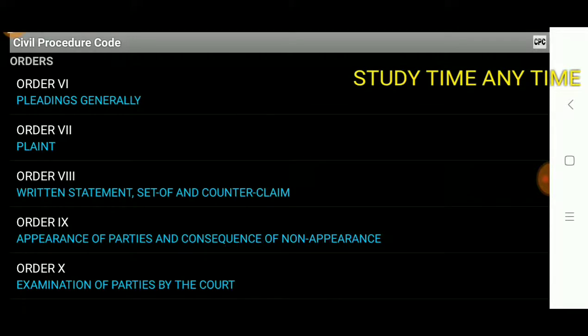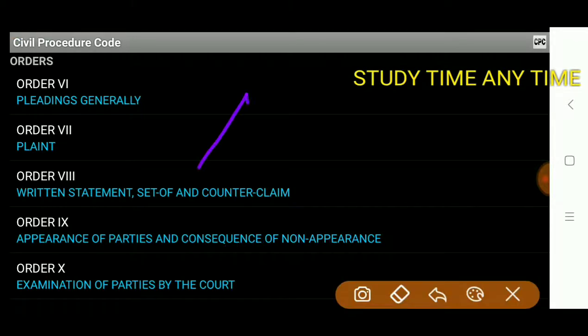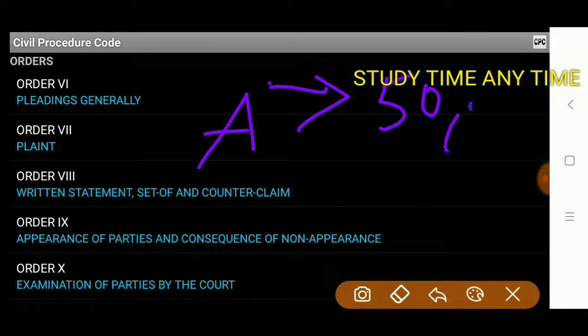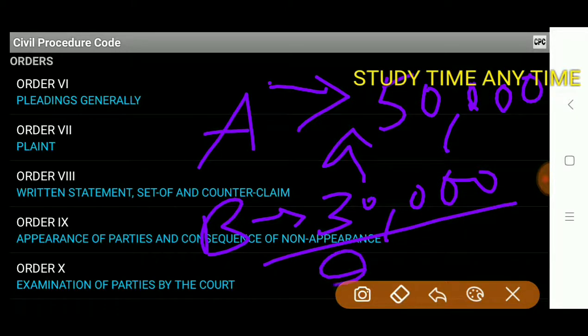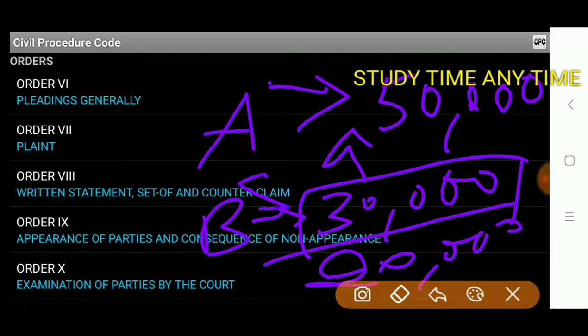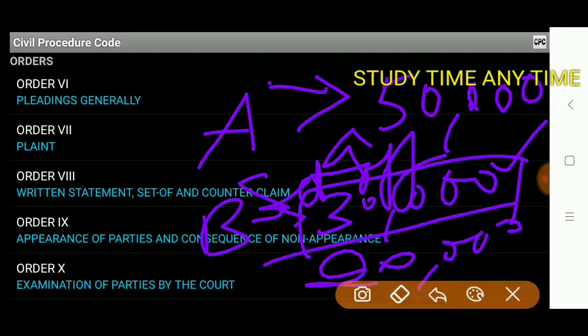Now an example of it is, if A sues that B is owing or has been lent 50,000, and B says that 30,000 has been lent to A once, then the amount remaining will be 20,000. So these 30,000 have been set off.